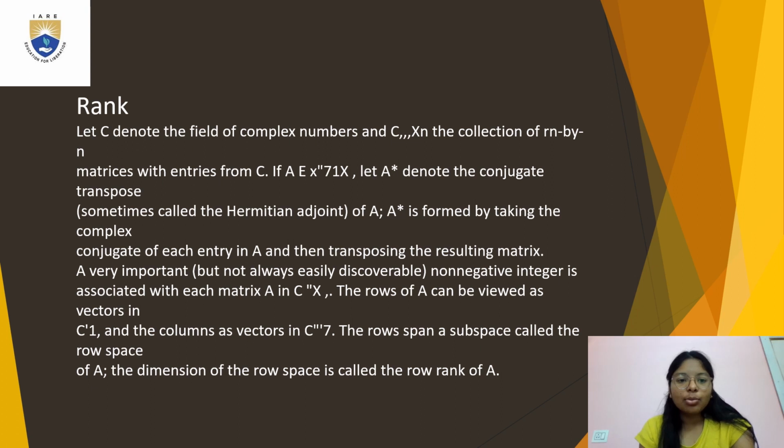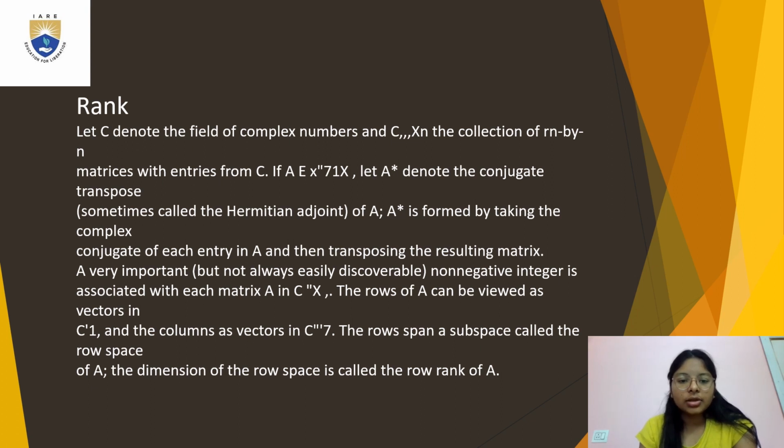Now let's discuss rank. Let C denote the field of complex numbers and C^(m×n) the collection of m by n matrices with entries from C. If A is in C^(m×n), let A* denote the conjugate transpose. Sometimes it's also called the Hermitian adjoint of A. A* is formed by taking the complex conjugate of each entry in A and then transposing the resulting matrix.